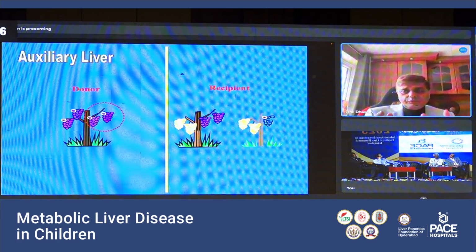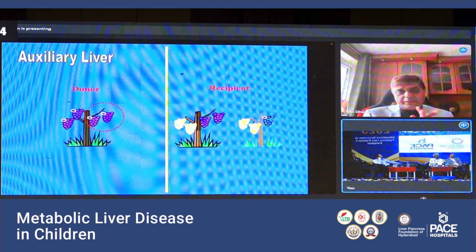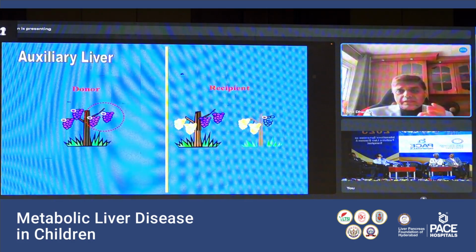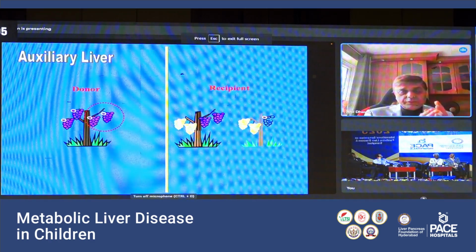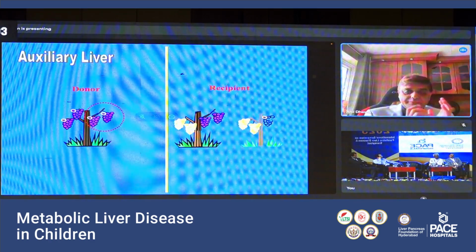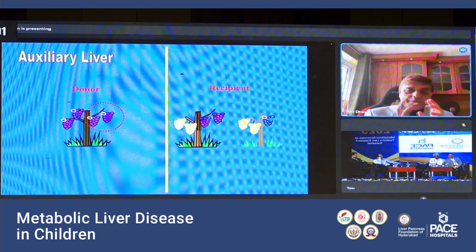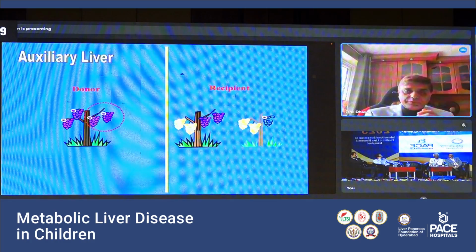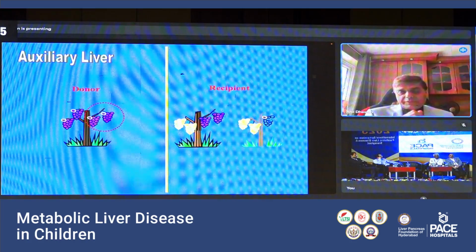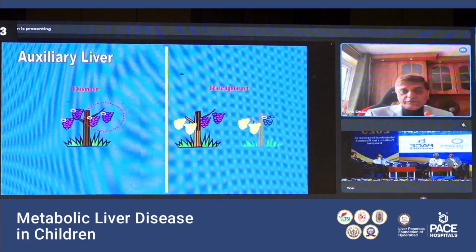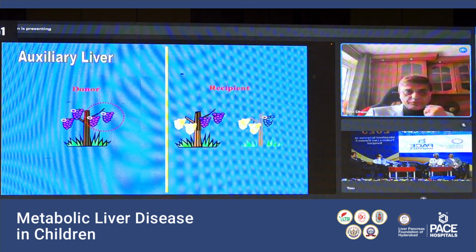So we have attempted auxiliary transplantation, and these cartoons show that if you have a mature tree in your garden that doesn't give you good fruits, you can transplant a branch from another tree and you have a tree that has two types of fruits. So in this case, your patient has two livers, one producing the missing enzyme and the other continuing to carry on the functions that it was doing before.